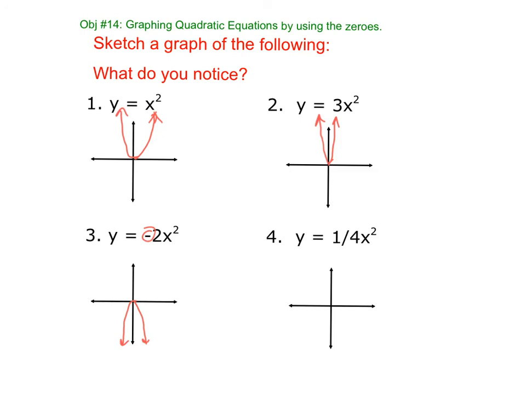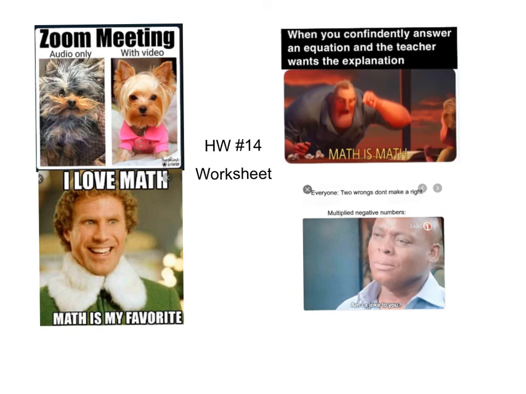And then the 1/4, because it's a fraction, it makes it wider, right? So basically what happens is these numbers affect the y value. So it makes the y value go up 3 times as fast. The y value goes up 1/4 as fast, so it's wider. It's not going up as quickly. And that is it. All right.